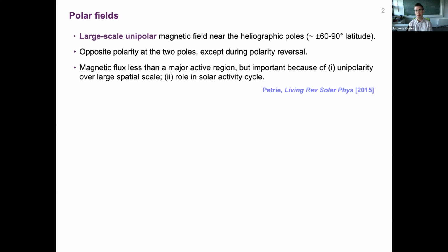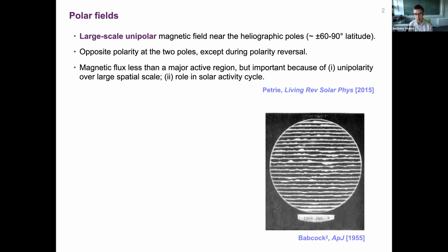But it's nevertheless important, partly because it's unipolar over quite a large spatial scale, these polar caps, if you like, but also because of the role that the polar fields play in the solar activity cycle that Robert alluded to earlier. In particular, the polar field is thought to be a signature of the sun's poloidal field that's then wound up to make the toroidal field of the next cycle.